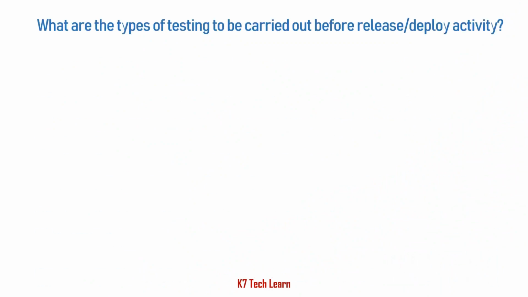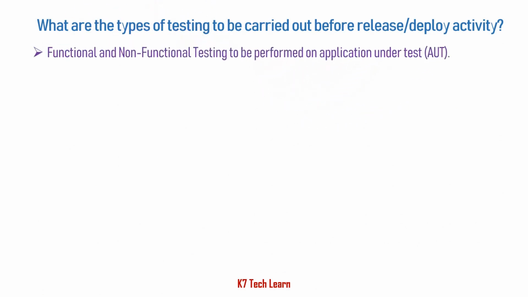Types of testing to be carried out before release or deploy activity. Functional and non-functional testing to be performed on the application under test. Here we'll see what is functional and what is non-functional testing. Functional means testing the application features. Non-functional means testing the application performance, installation features, and security.